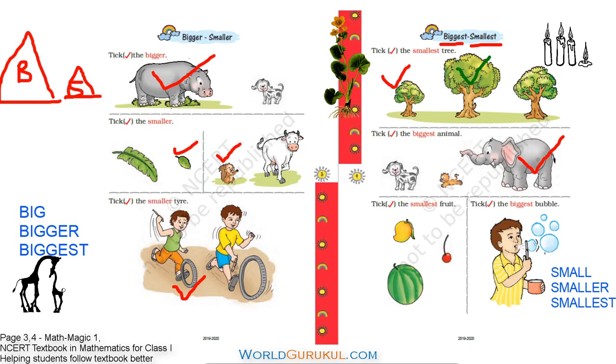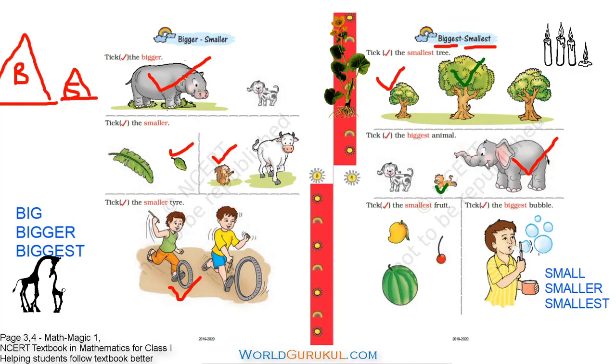And can you tell me which is the smallest of these three? Is it the dog? No. There is a cat here that is smallest of all these three. Right? So let us make a small tick here. This is smallest. Okay? Below you see three fruits: mango, watermelon, and cherry.